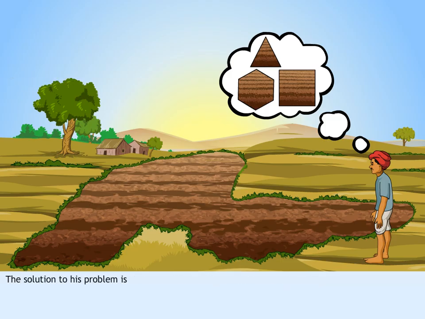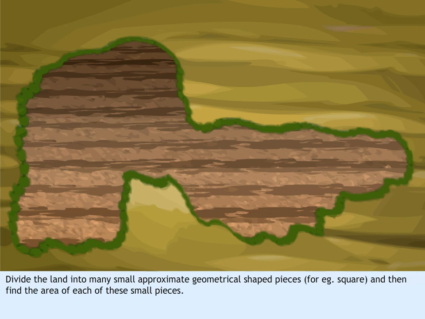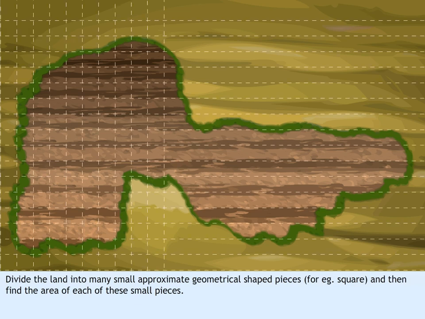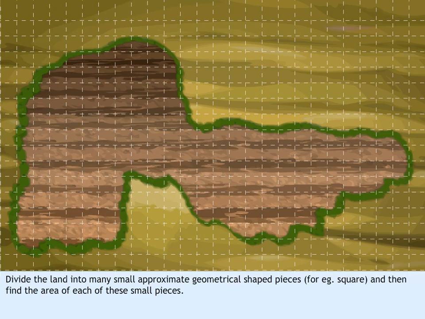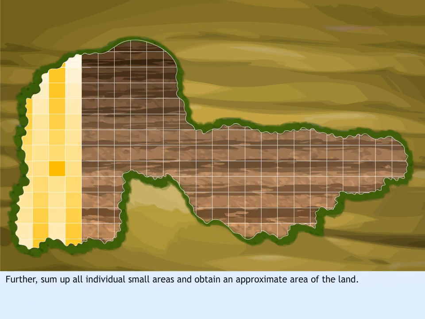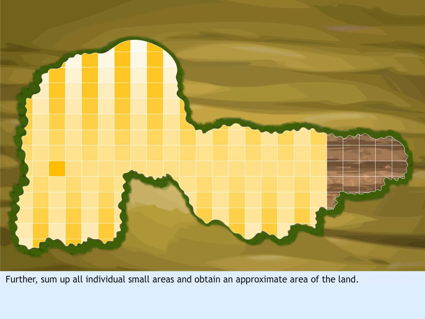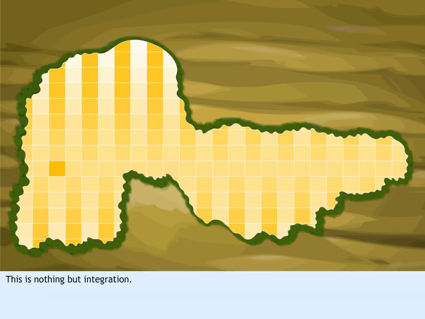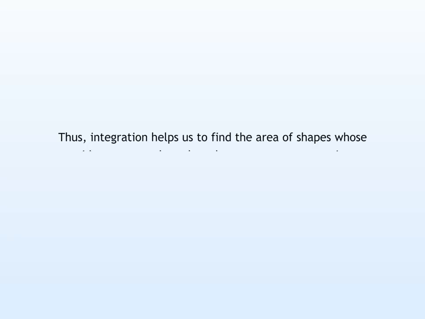The solution to his problem is to divide the land into many small approximate geometrical shaped pieces, for example, squares, and then find the area of each of these small pieces. Further, sum up all individual small areas and obtain an approximate area of the land. This is nothing but integration. Thus, integration helps us to find the area of shapes whose sides are curved or when shapes are non-geometric.